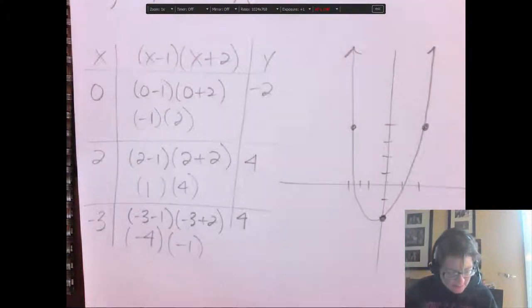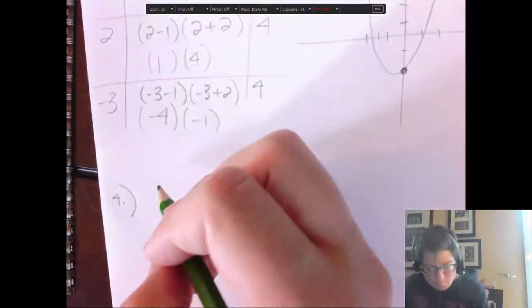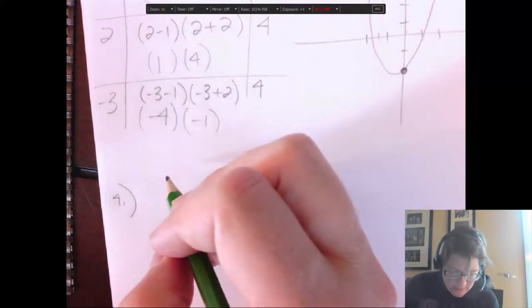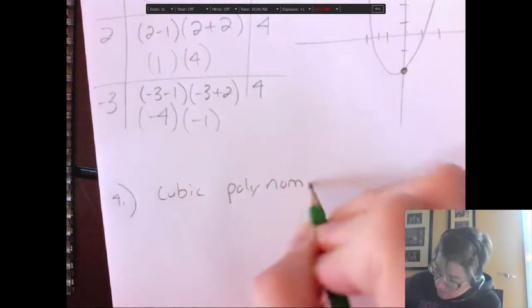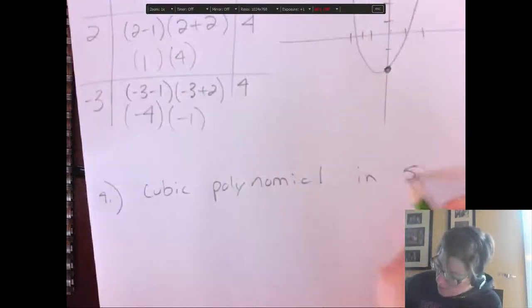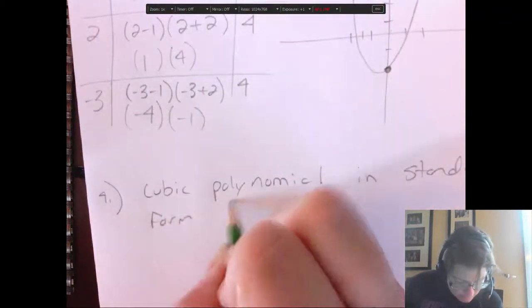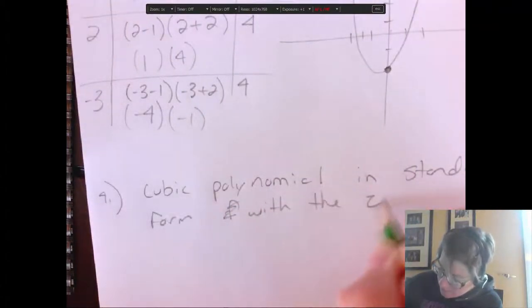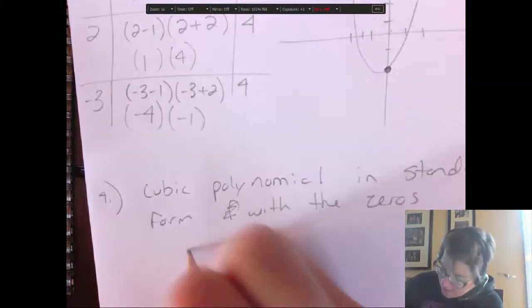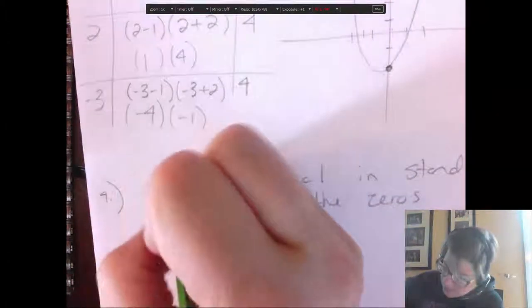What if I am given kind of the opposite? What if I'm given that I have a cubic polynomial in standard form with the zeros -2, 2, and 3?